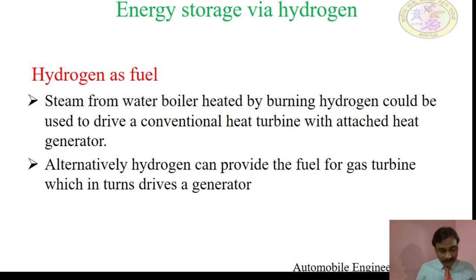How do we produce electricity by burning the hydrogen? When we burn the hydrogen in a water boiler, it produces steam. With the help of that steam, we can run a conventional turbine. That turbine is connected to a generator, and the generator produces electricity. Alternatively, hydrogen can be provided as a fuel to a gas turbine, which in turn drives the generator.